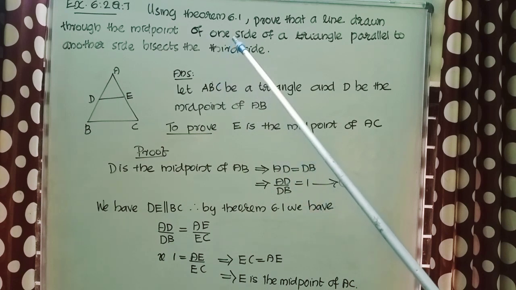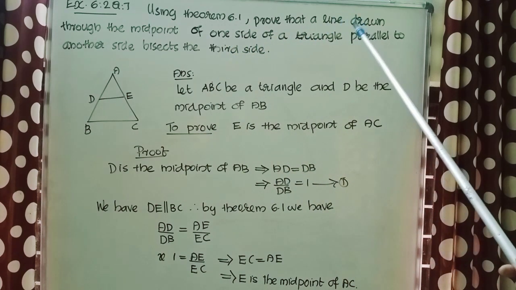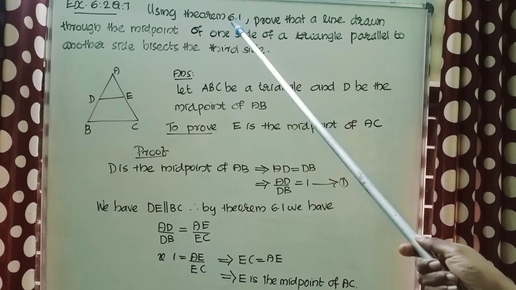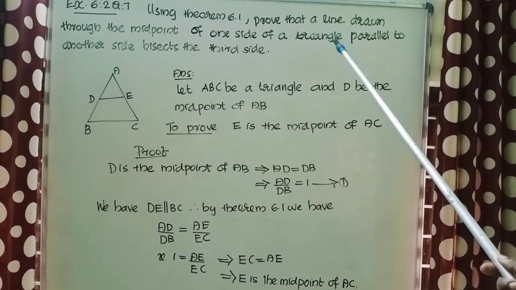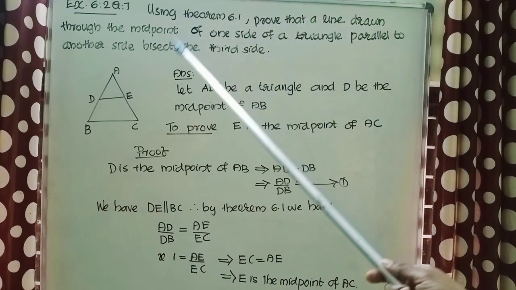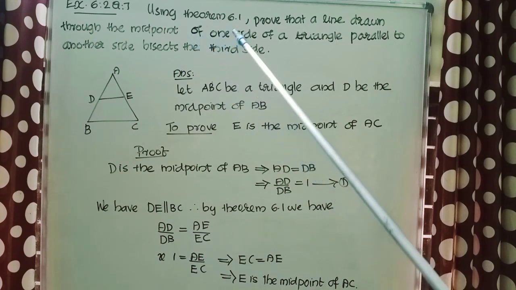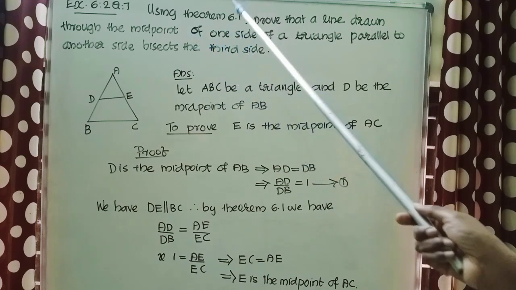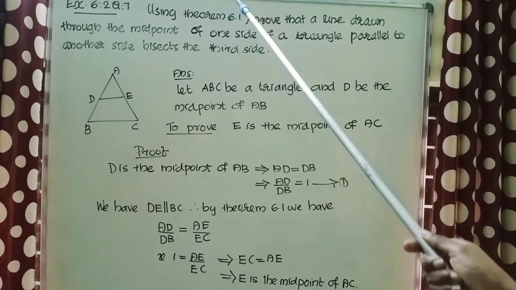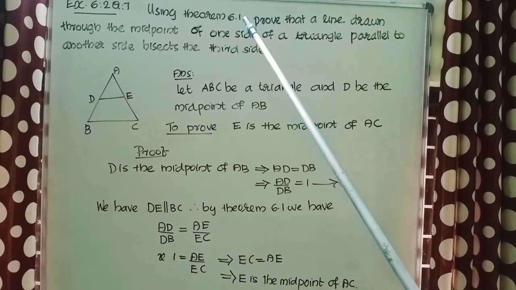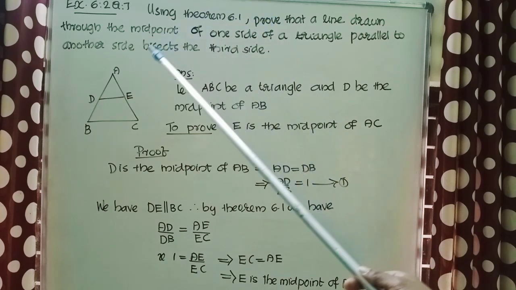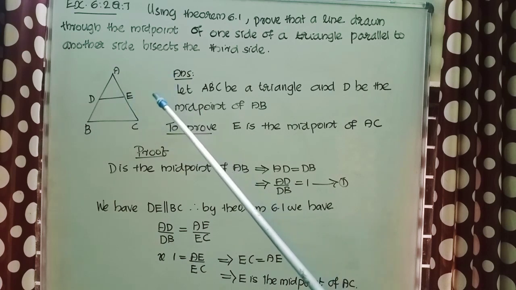Using theorem 6.1, prove that a line drawn through the midpoint of one side of a triangle parallel to another side bisects the third side. Theorem 6.1 is our first theorem in triangles. I will explain the question with the help of this figure.